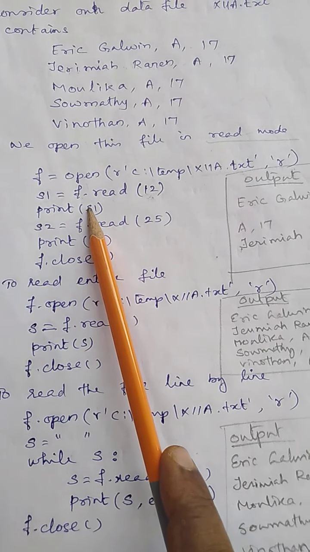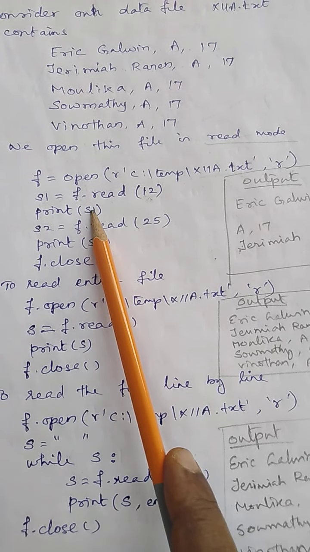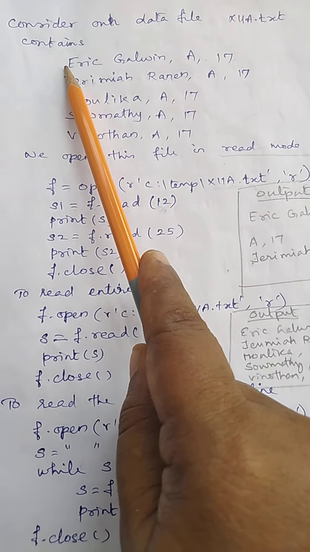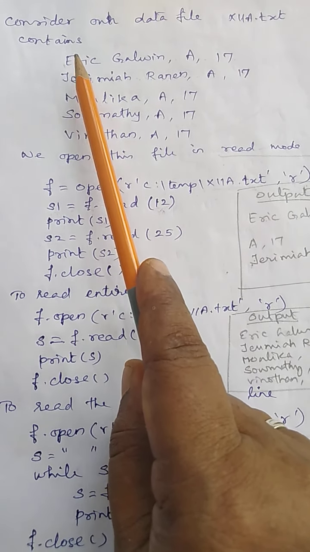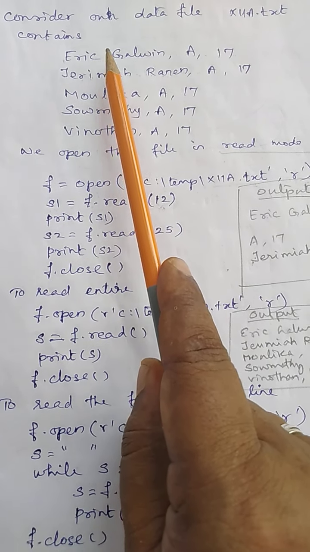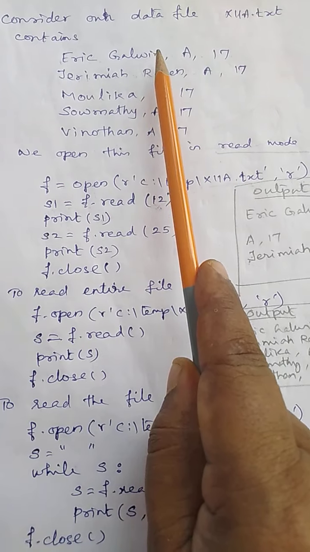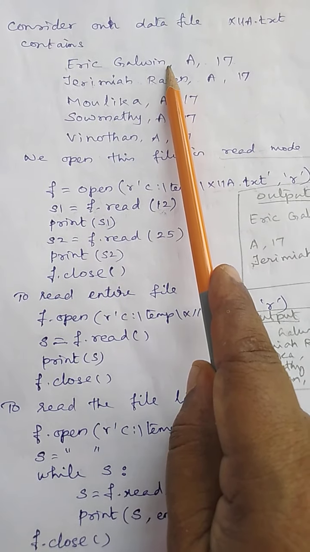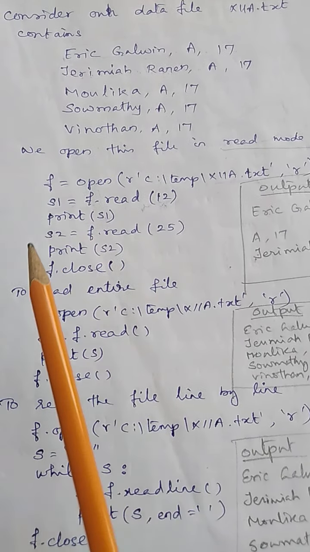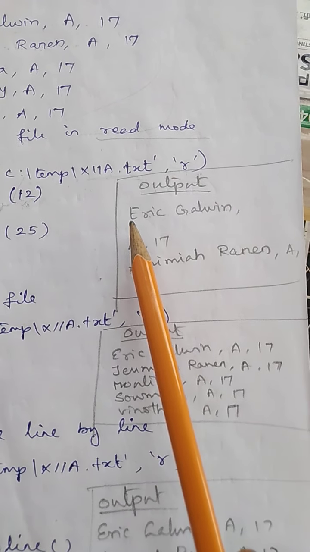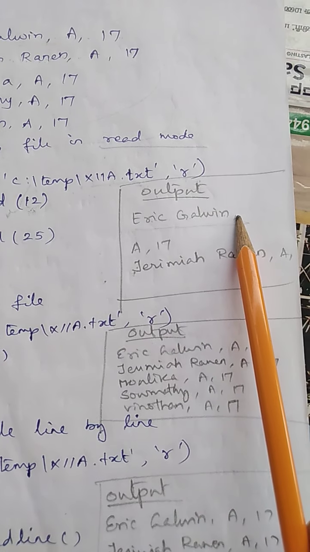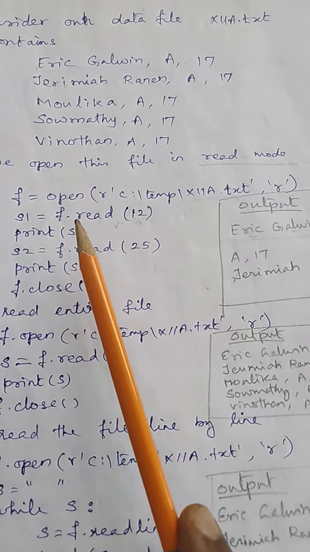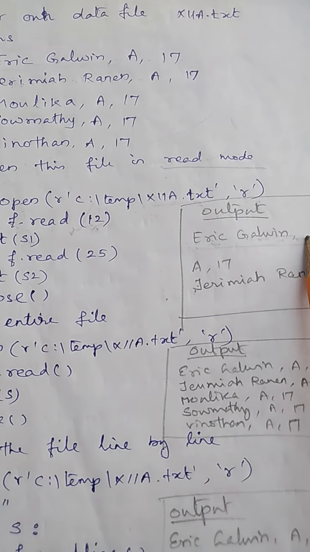Now we see print S1. So S1 will have 12 characters of the file. When we open a file, the file pointer will be in the first position. Now here: 1, 2, 3, 4, the space will also count, 5, 6, 7, 8, 9, 10, 11, 12. Up to this comma, we have 12 characters. So these 12 bytes will be read and stored into the string S1. Now print S1, and what output can we have? Eric Galvin. Up to this comma, we have 12 bytes. So the 12 bytes are read as a string and stored into S1, so S1 can display Eric Galvin up to the comma.